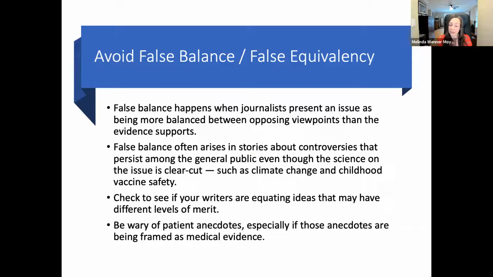So areas where we might see false balance include climate change and childhood vaccine safety. Those are two that I see a lot. There are obviously a lot more than this. So if you're an editor, you just want to make sure that your writers are not equating ideas that may have different levels of merit. You want them to be representing perspectives that are proportional to whatever science they have behind them.